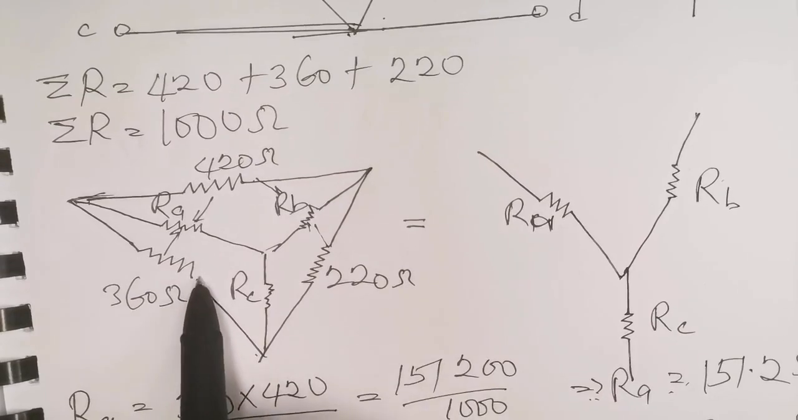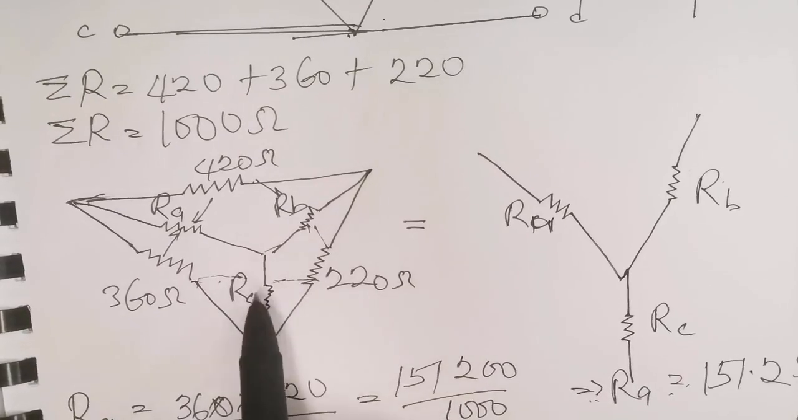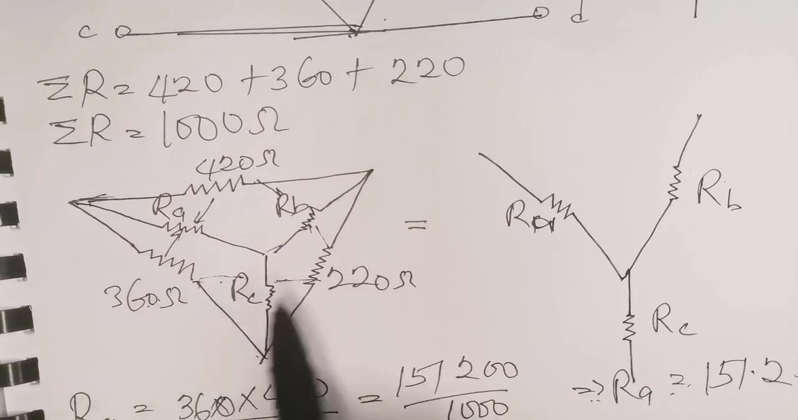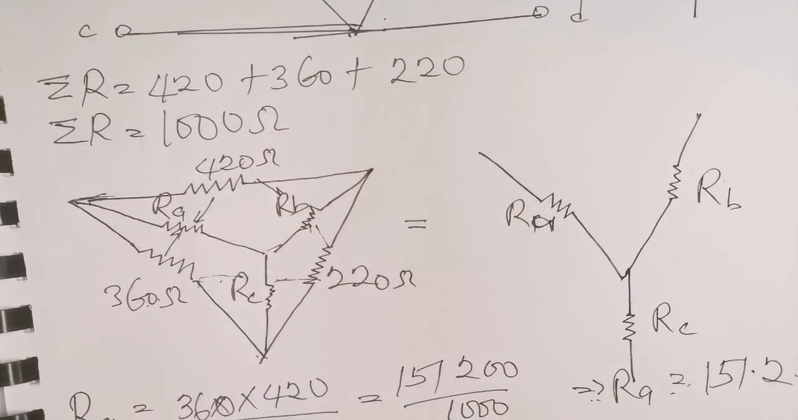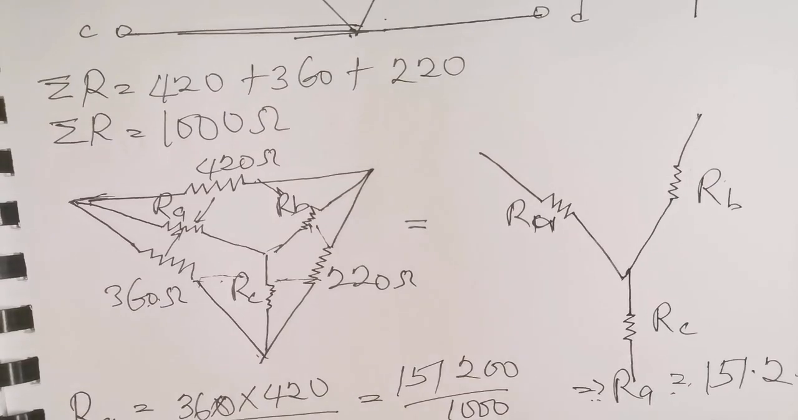RC lies with this resistor and this resistor. So these are the two resistors in which RC lies in between. So you find the product of these two resistors, divide by the equivalent summation which we obtained earlier. That gives us RC. So that means we are multiplying 360 by 220.